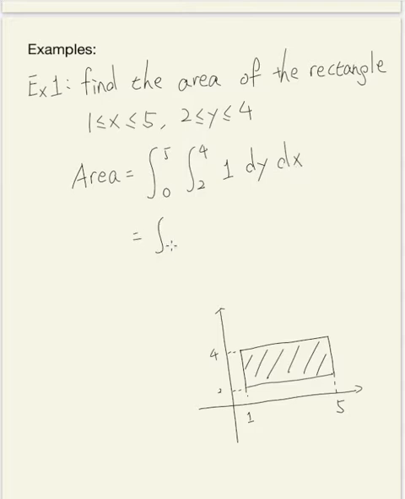When you integrate 1, you get y. So it's y evaluated from 2 to 4, and then dx. Of course, this is just 2, so you get the integral of 2 dx, which is very simple, because the antiderivative of 2 is 2x, and then you just plug in the limits and get the answer.